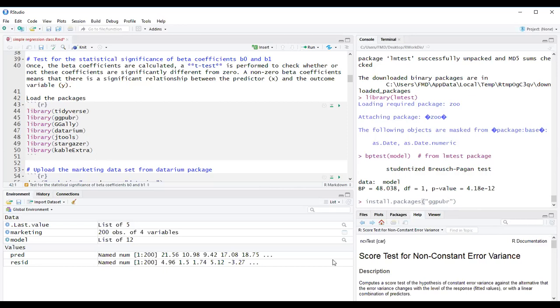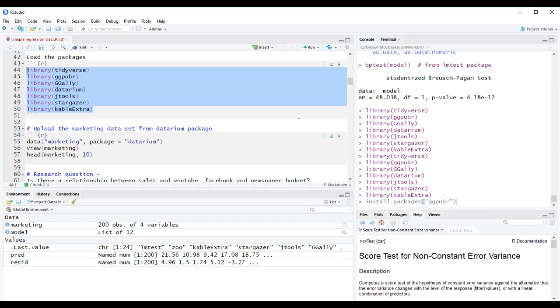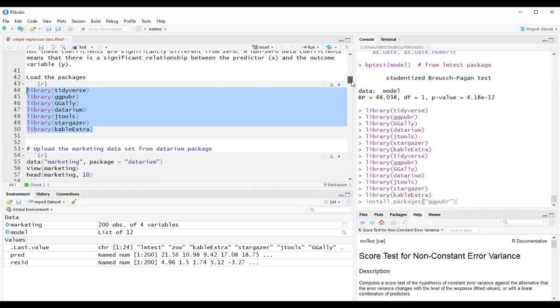I'll pause for a while, guys. I'll give you a few seconds. I'll pause this. I hope you were able to install the packages already.